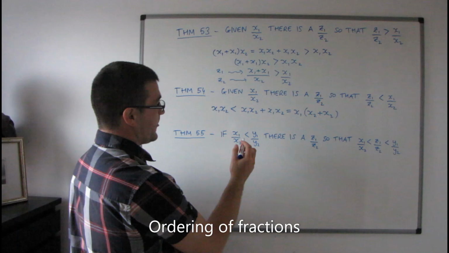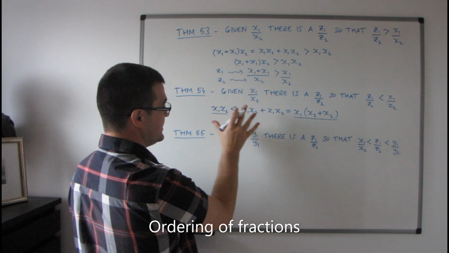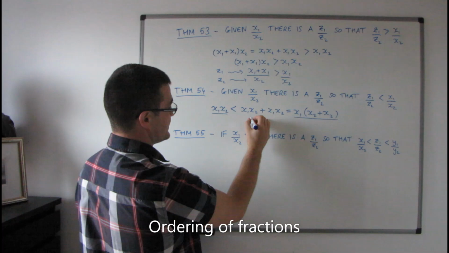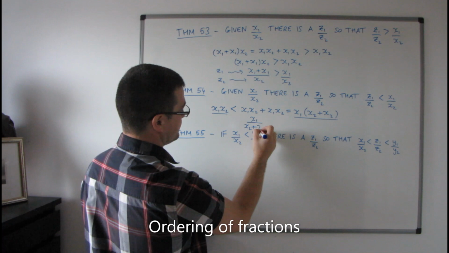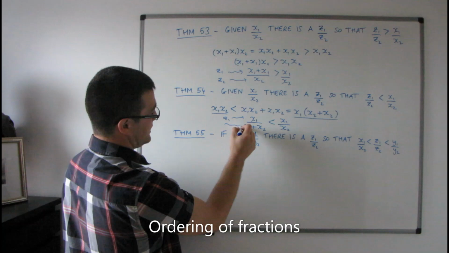Paying attention to that, according to definition 10, and again paying close attention to the exact configuration that we've got here of all of the factors, it tells us that x1 over x2 plus x2 is less than x1 over x2. So just as before, this is the z1, and this is going to be the z2 that is mentioned in the statement of the theorem.